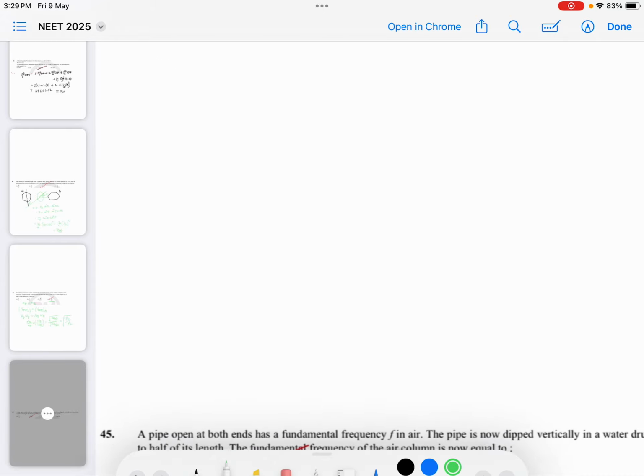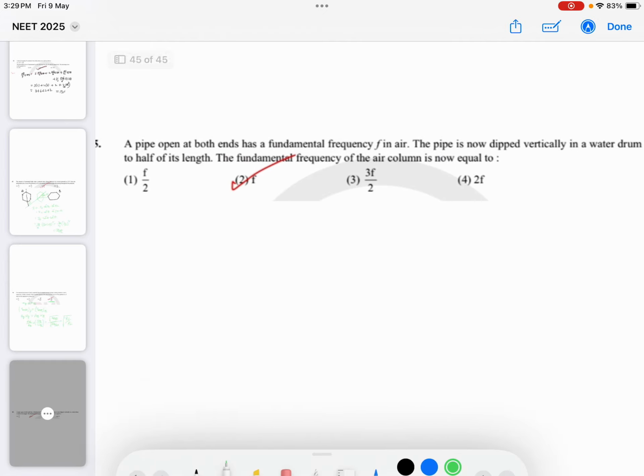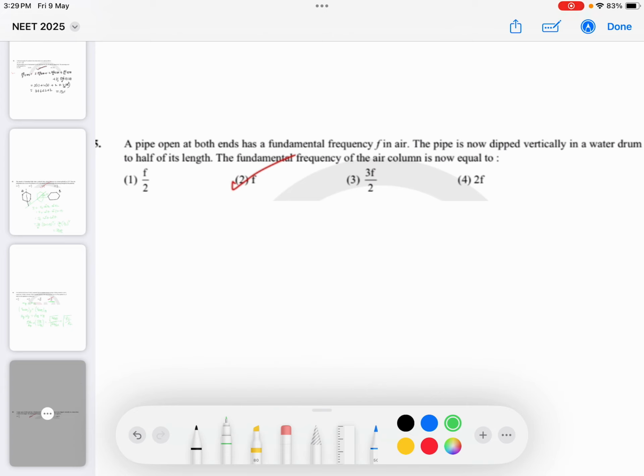And last one. Waves topic. In the open pipe, like as you can take the open organ pipe, the frequency is F. The frequency is F. This is the length of the pipe. F0 is equal to V by 2L.